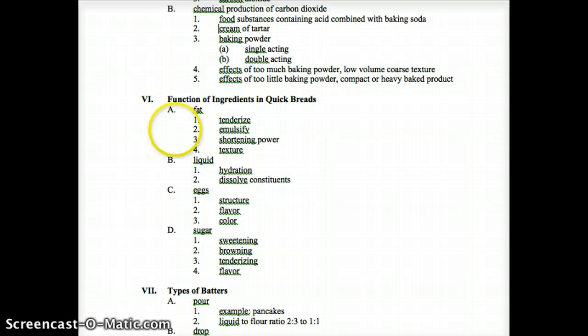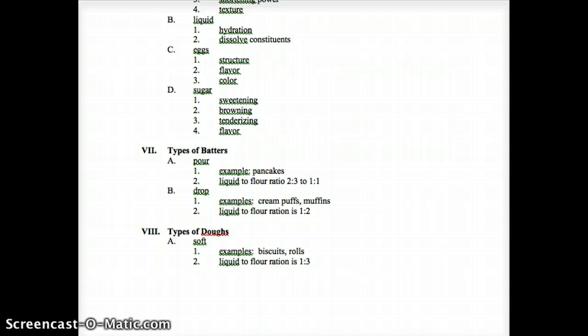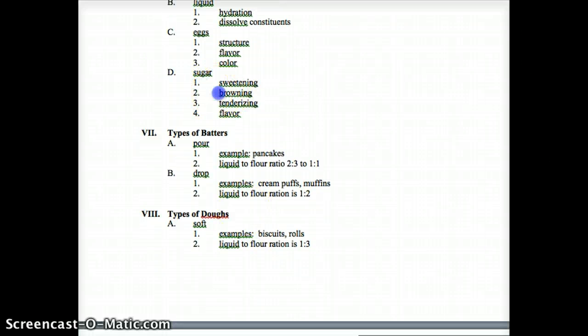Function of ingredients in quick breads. Your fat is to tenderize, emulsify. It's a shortening power. It gives you texture. Liquid is for hydration and dissolved constituents. Egg, structure, flavor, color. This actually basically holds together your mixture. Sugar, sweetening, browning, tenderizing for flavor. Browning, you can actually sprinkle this on the top of your bread. It'll brown it. Of course, sweetening, tenderizing, etc.